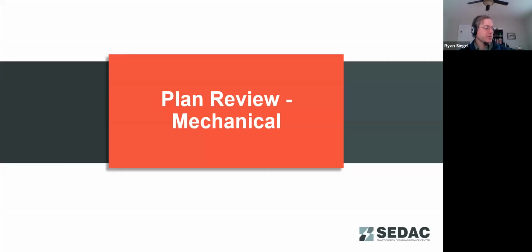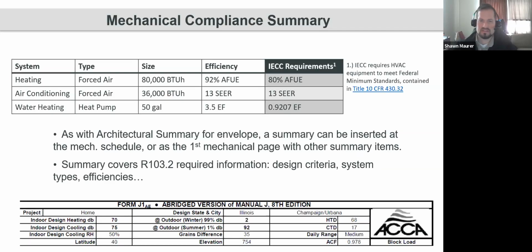So with that, I'll turn it over to Sean for mechanical, plumbing, and electrical. All right. So, first thing we're going to cover is the mechanical efficiency requirements and documentation. Within the residential portion of the IECC, there are not specific efficiency requirements within the IECC. It refers out to the federal minimum standards, which we've included a link here, Title 10 CFR 430.32. But those federal minimum standards are essentially 80% AFUE for gas furnaces, 13 SEER for air conditioning, and for water heating, an energy factor of 0.9207. So as long as you're more efficient than those, that's in compliance.